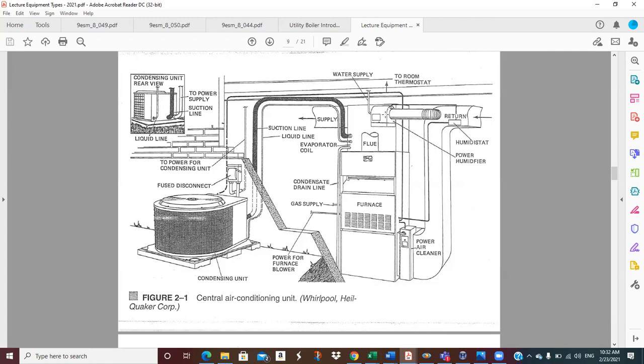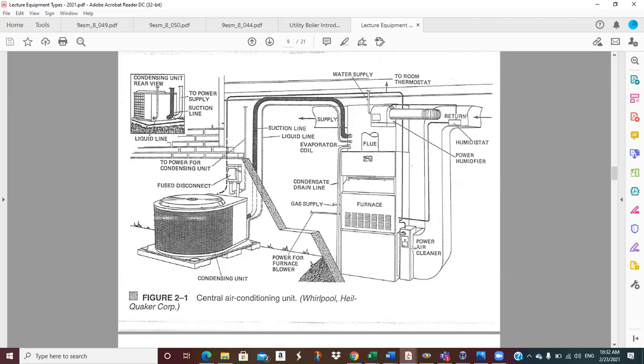This may be a little electric element in there that creates steam and injects that steam into that airflow based on a humidistat reading. So they're showing a humidistat in the return duct to make sure that the air doesn't get too dry, skin doesn't crack and all that sort of thing. Return air goes across the humidistat, and we're showing a power air cleaner.